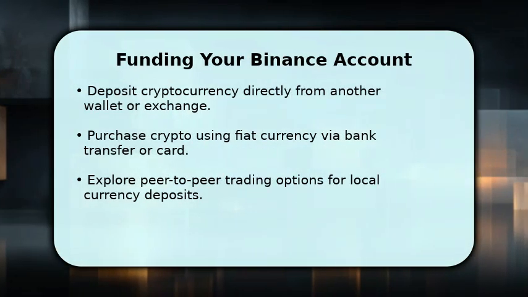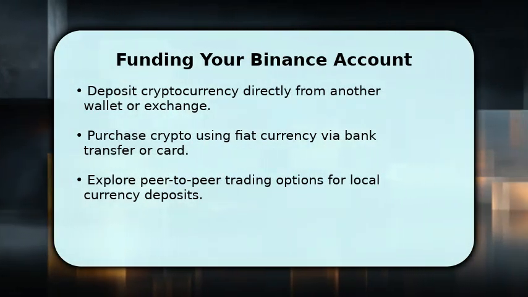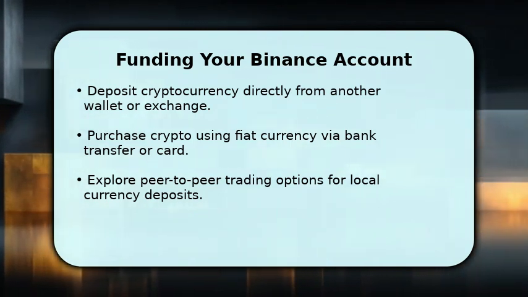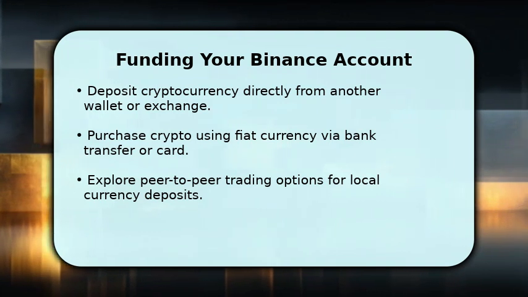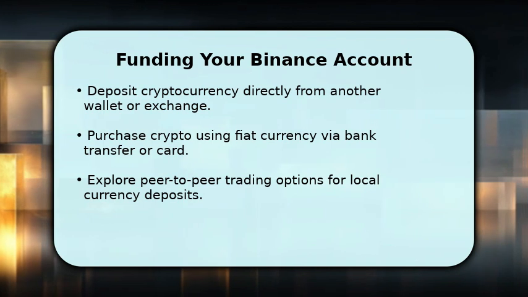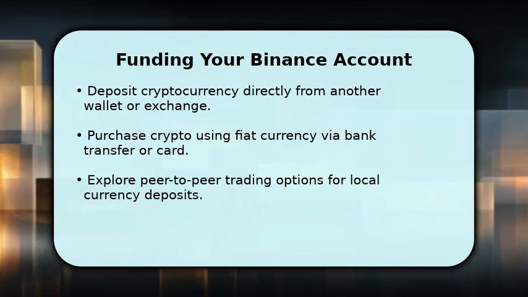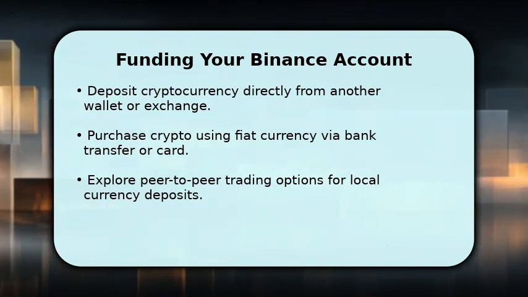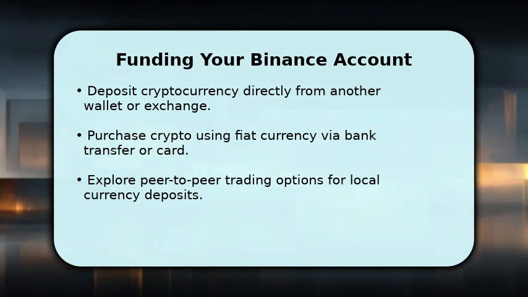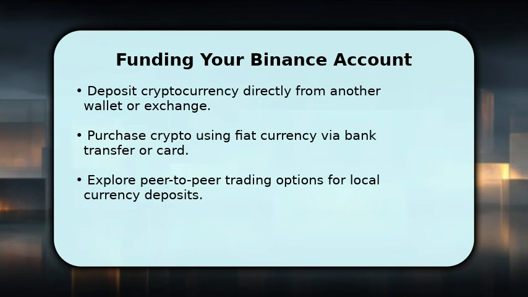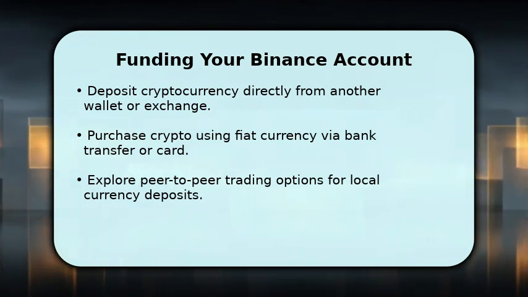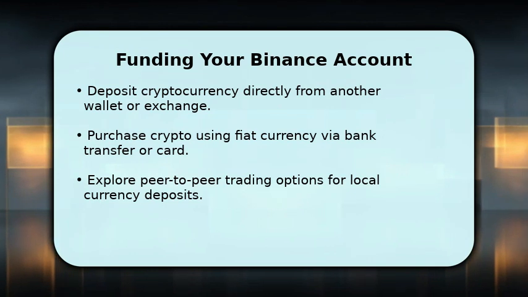Once your account is set up, it's time to fund it. You can deposit cryptocurrency directly from an external wallet or another exchange by selecting the desired coin and generating a deposit address. Alternatively, purchase crypto using fiat currency through methods like bank transfers or credit/debit card payments. Binance also offers peer-to-peer trading, allowing you to buy crypto directly from other users with your local currency. Choose the method that best suits your needs.